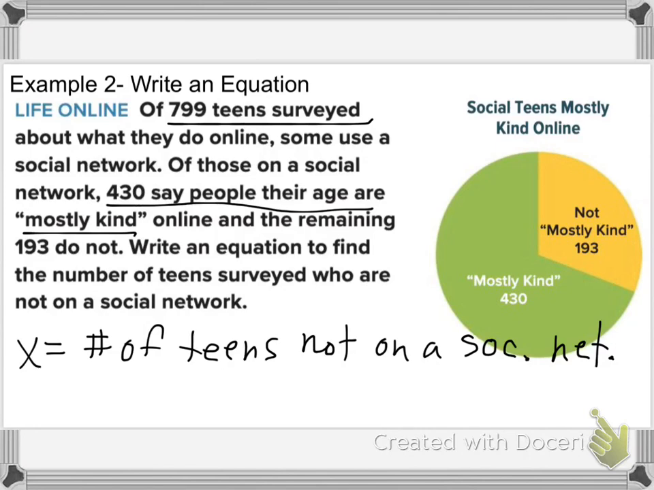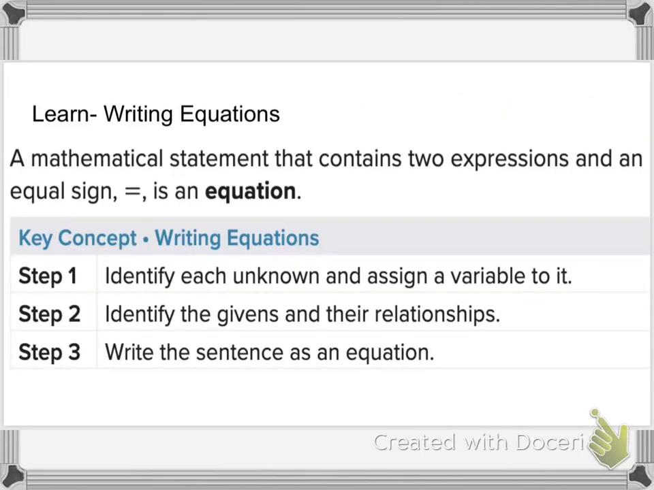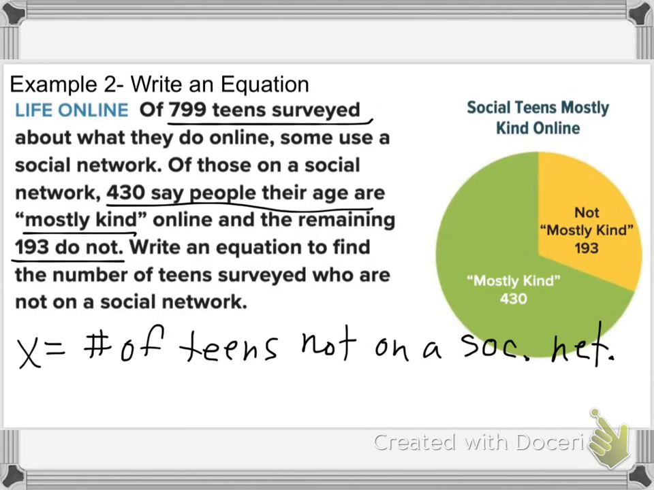What else? And 193 do not. Is that all the information I'm given? Yeah, that's all the information I'm given. So, I've identified my unknowns. That's step 1. Step 2, I've identified my givens and their relationships. Step 3, we want to write the sentence as an equation.